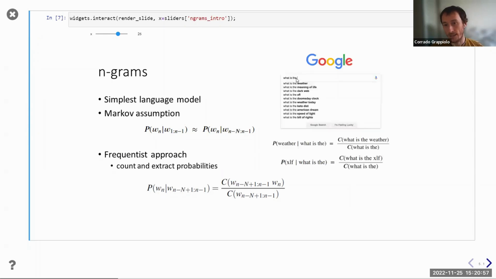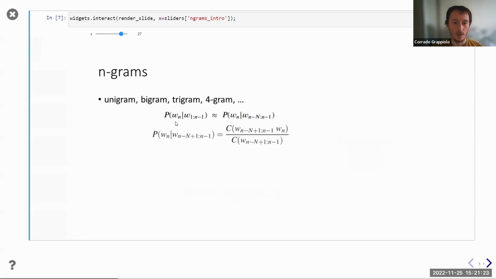In this way, if we go back to the Google example, for the probability of the word weather given what is the, you can assume that Google has this giant data set with all the search strings that were submitted. Google can calculate the counts of how many times what is the weather was typed in, divided by how many times what is the was typed in. And then the probabilities are retrieved.